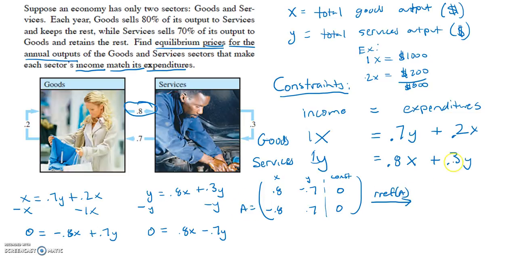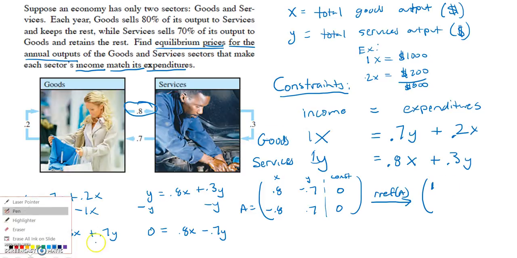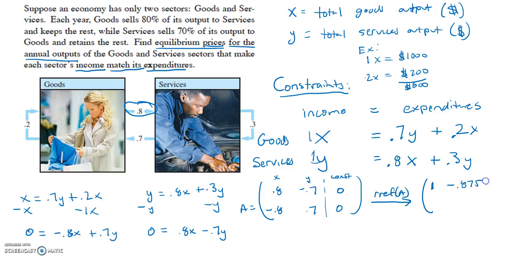If I define this to be matrix A, then I end up with 1, negative 0.875, and 0. And 0. And then the second row, what happens is it zeroes out completely. Now, not to fear, this is not a false statement in this row. This implies that 0x plus 0y must equal 0.